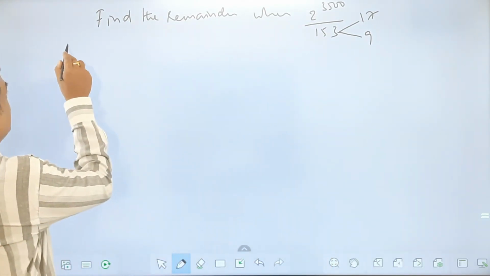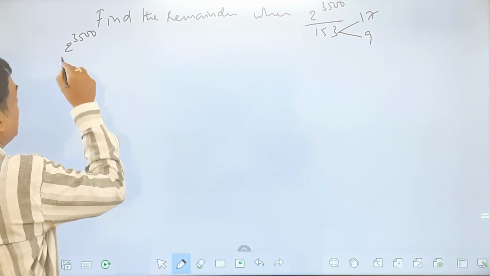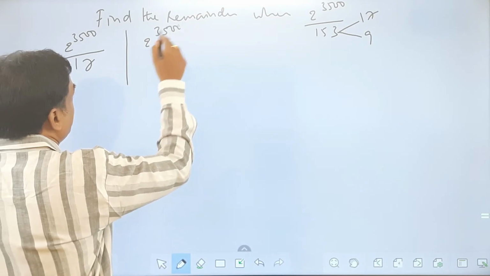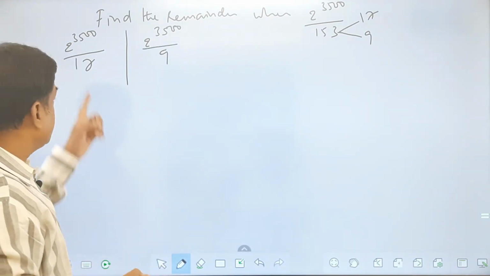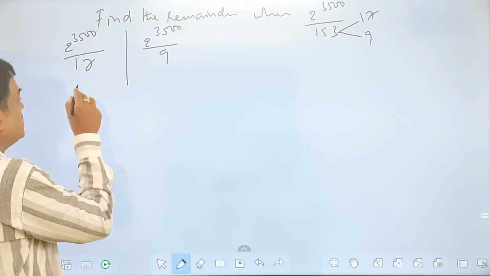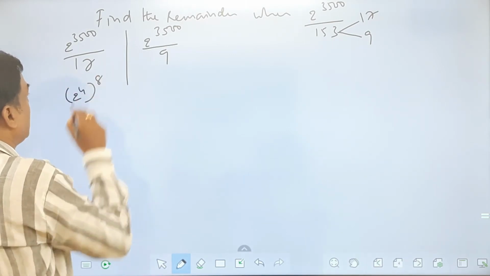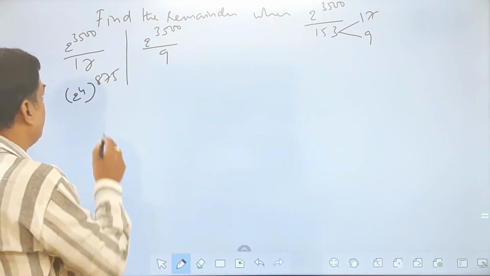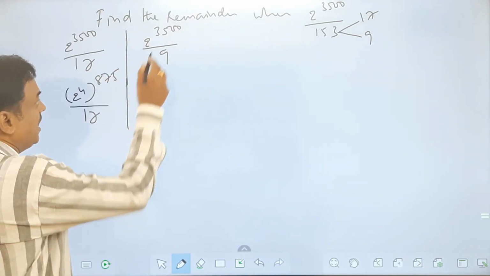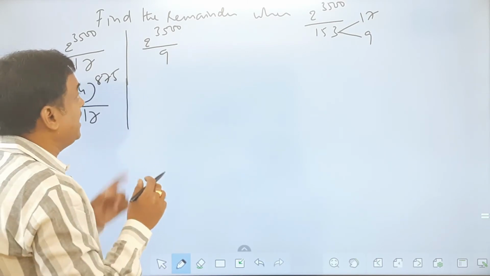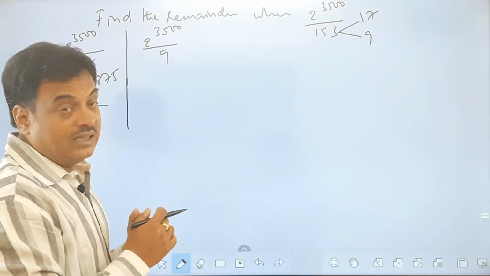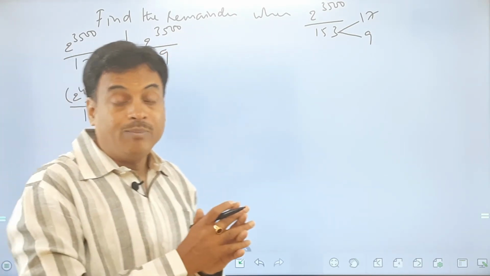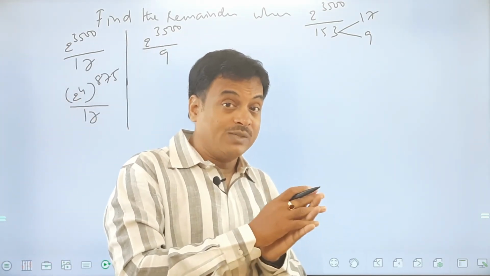So what I do, my friend, is divide 2 to the power of 3500 by 17, and 2 to the power of 3500 by 9. For 17, this has to be a 2 power 4 value, so this is 2 power 4 whole to the power of 875. For 9, it should be in 2 power 3 format. Right now the sum of the digits of 3500 is 8, and 3 plus 5 plus 0 plus 0 is not a multiple of 3. So I should make it a multiple of 3.